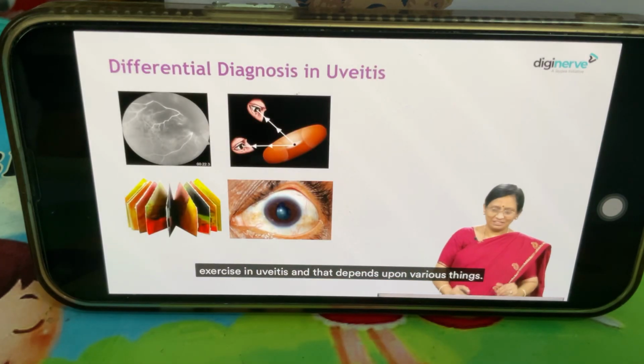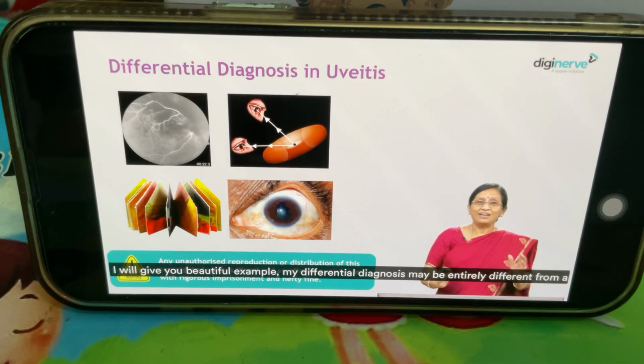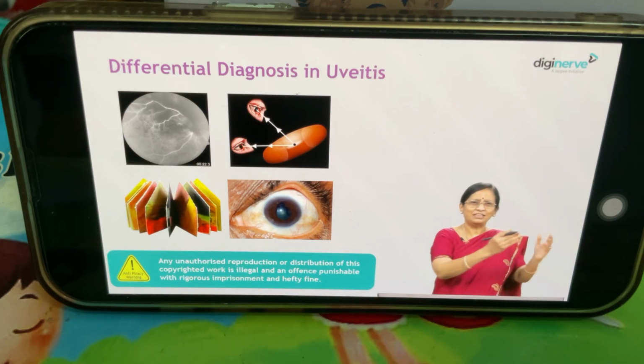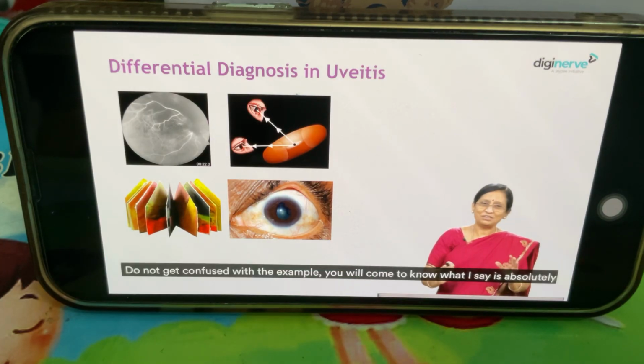And that depends upon various things. It depends upon the person who sees the patient. I will give you a beautiful example. My differential diagnosis may be entirely different from a general physician's diagnosis, and his diagnosis will be entirely different from a neurologist's diagnosis. Don't get confused. With the example, you will come to know that what I say is absolutely true.